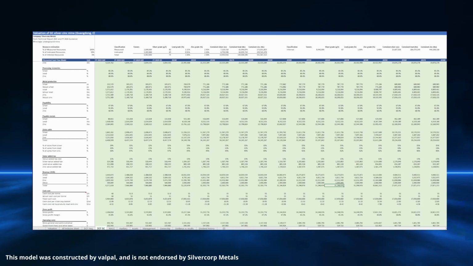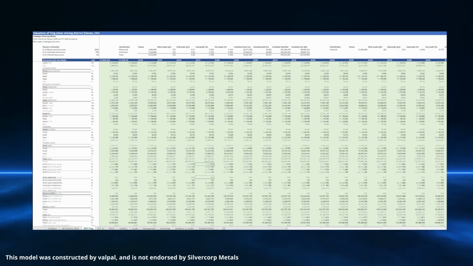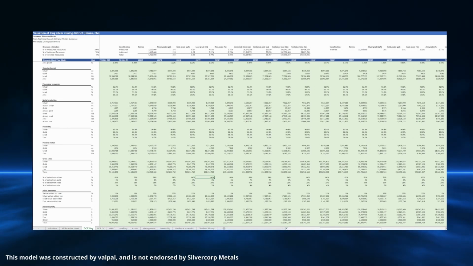The GC, on the other hand, is only responsible for approximately $30-35 million in revenue contribution, which is why the focus for this segment will be to understand the potential upside of throughput expansion at the Ying district.